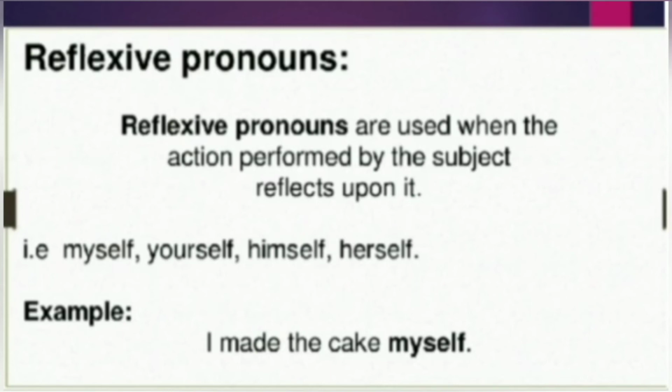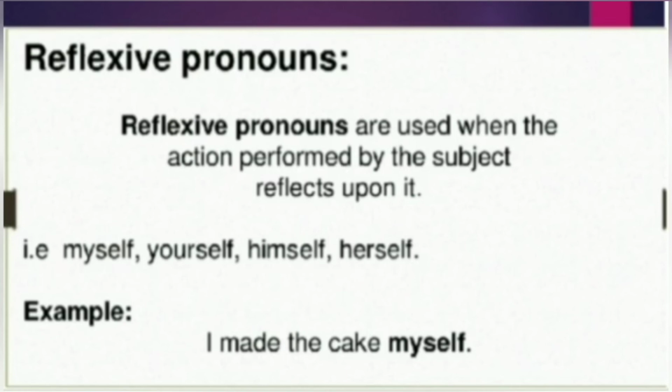Okay, let's go back and analyze the sentence for the second time. I made the cake myself. The subject is I and the action of the subject is made the cake, while myself reflects the action of the subject, which is made the cake.